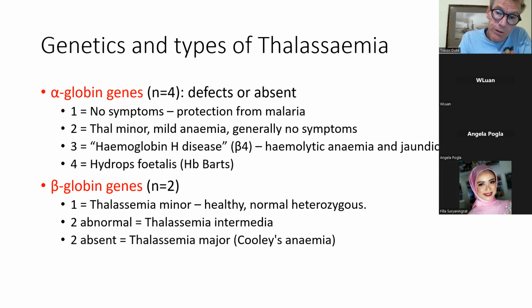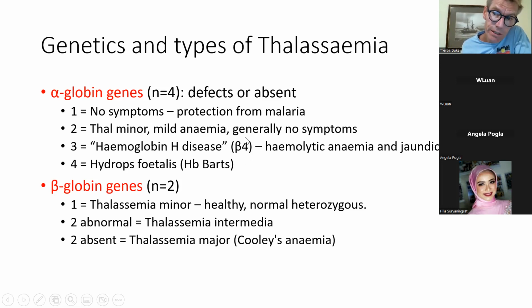If you've got 2 alpha globin genes abnormal, then the child will have thalassemia minor. Now, that's a very mild disease, and often the hemoglobin tends to run about 7 or 8, and generally there's no symptoms. Again, there is some protection against malaria, but there's no other symptoms usually apart from a mild anemia. But if you've got 3 abnormal genes for the alpha globin gene, then you've got what's called hemoglobin H disease.